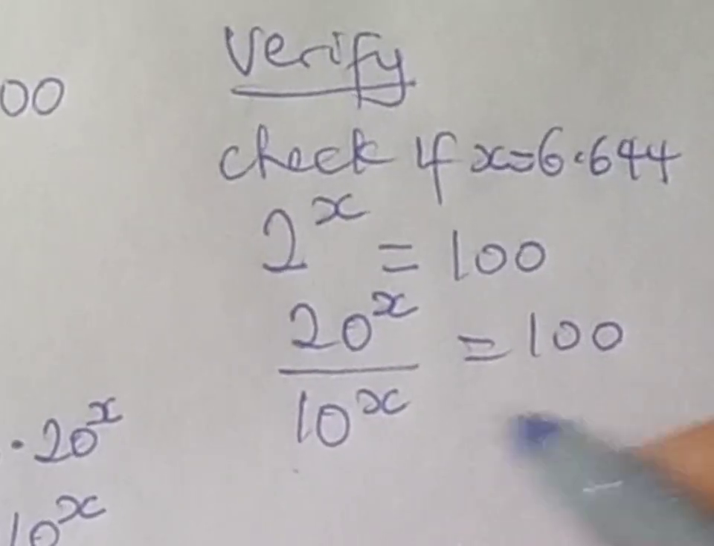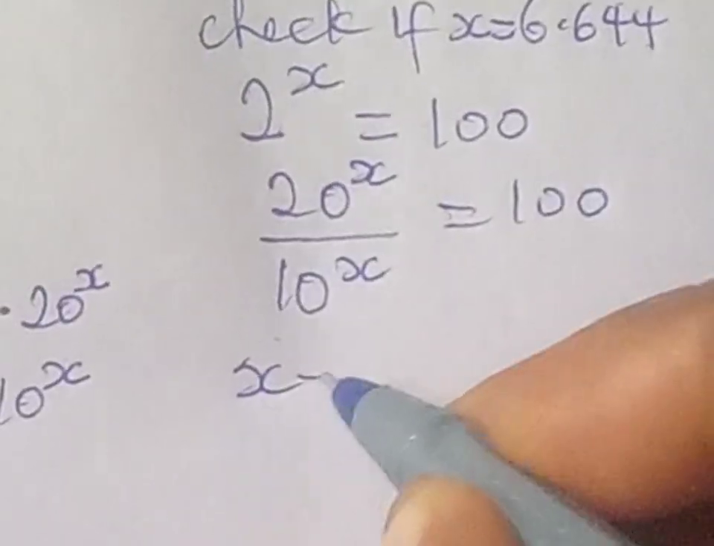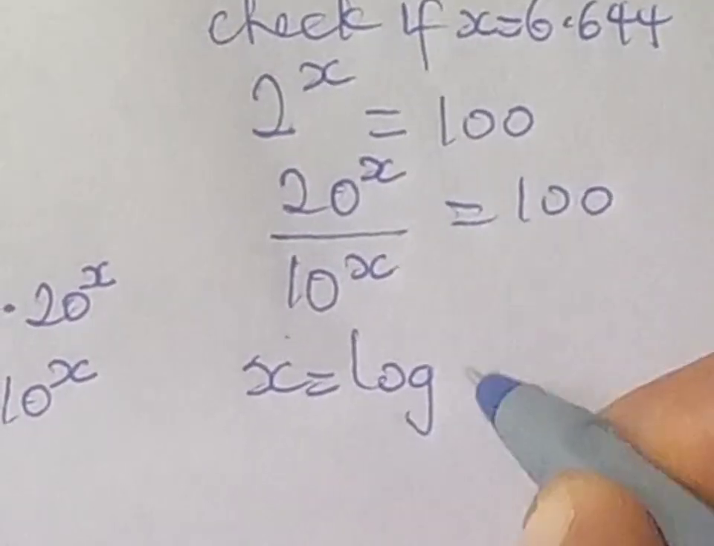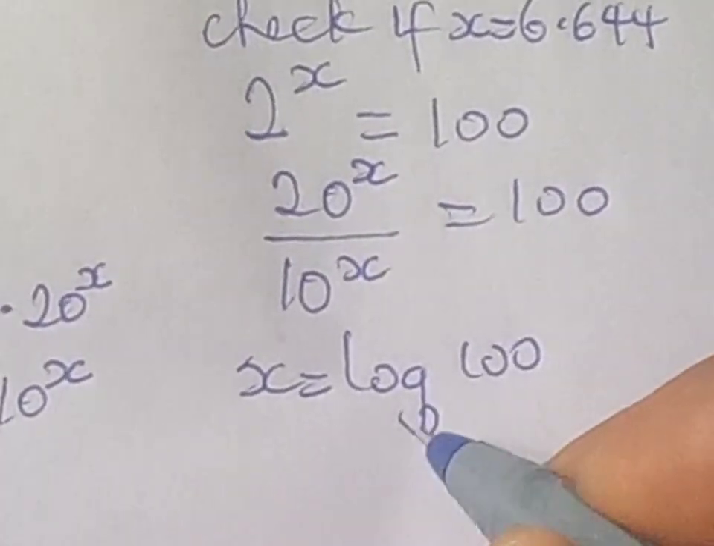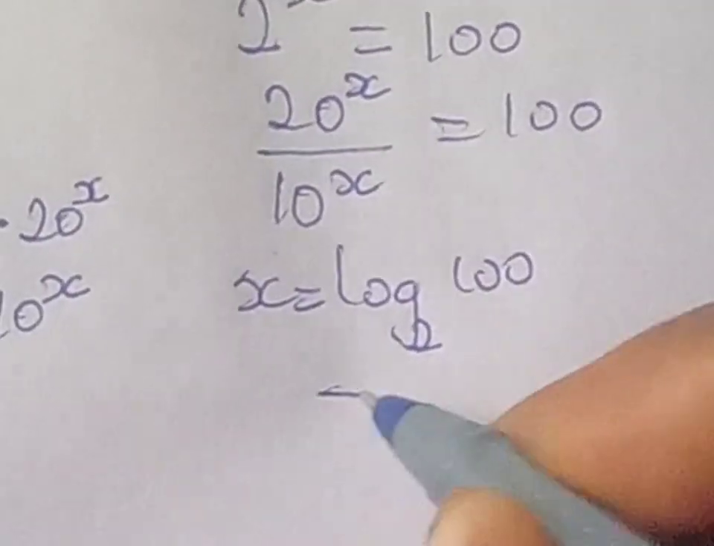Our final answer now is x equals log base 2 of 100, which is equal to 6.644.